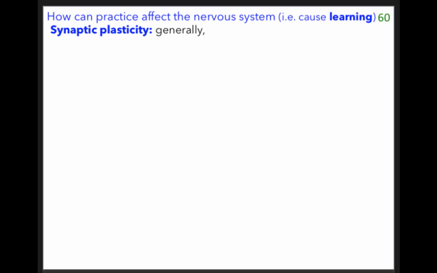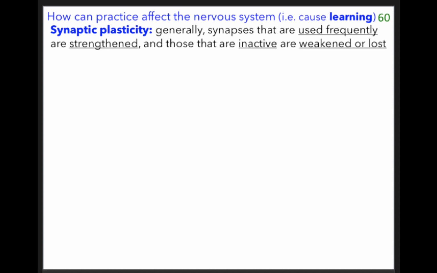Plasticity meaning kind of changeability, flexibility in our synapses. So generally speaking, when you use a synapse more frequently, when you use one nerve cell to signal another cell, those synapses get strengthened. Whereas those that you don't use very often are weakened or they're lost altogether. That synapse is gone, okay, or that at least doesn't have a strong effect. So to give an example of how that works, long-term potentiation is one way in which a synapse that's used more often starts to have a stronger effect, right?